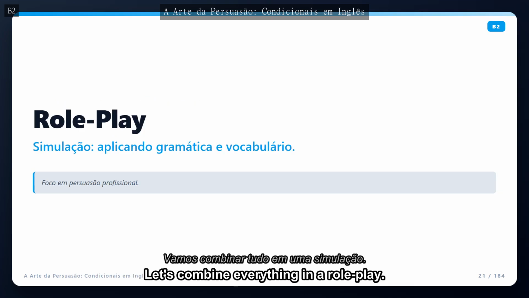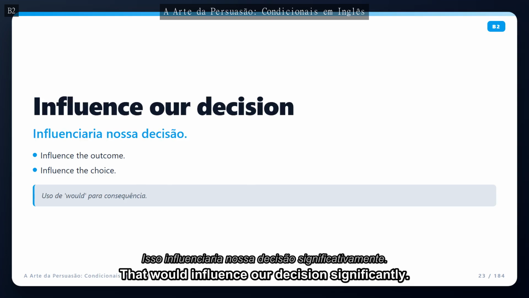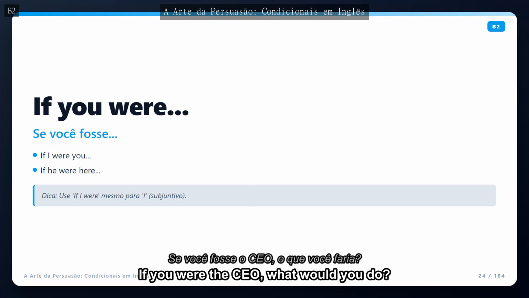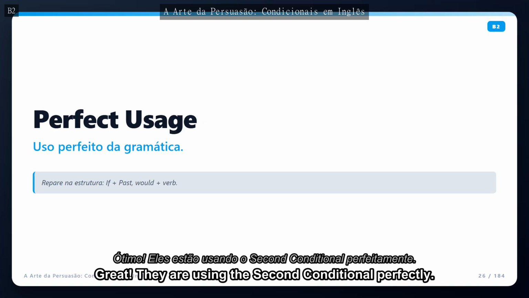Let's combine everything in a role play. If we had more time, I would present a new plan. That would influence our decision significantly. If you were the CEO, what would you do? If I were the CEO, I would negotiate with the suppliers. Great. They are using the second conditional perfectly.